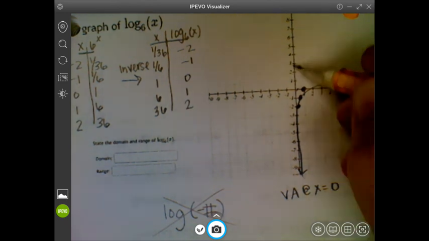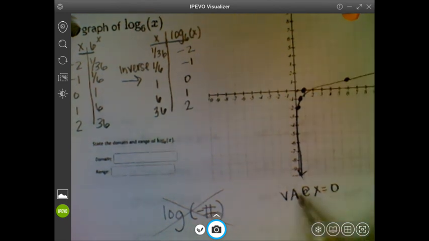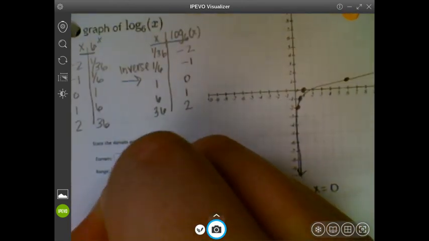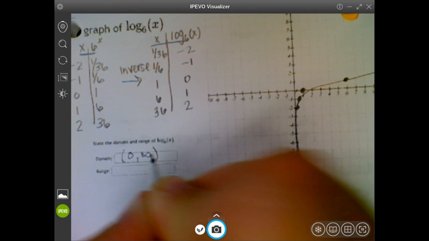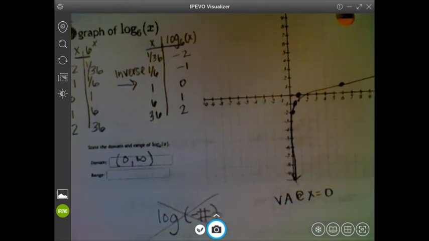So they're pretty much starting here at 0. They're not actually equal to 0 because there's a vertical asymptote there at 0, but it's going to go from 0 to infinity. So your domain is parentheses 0 to infinity. The range is all the y values.